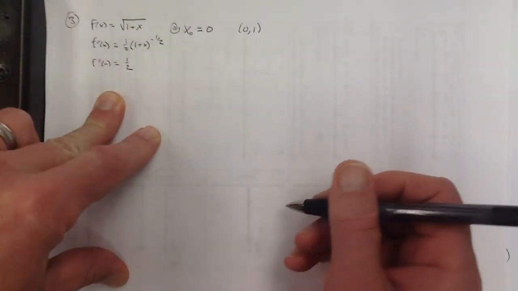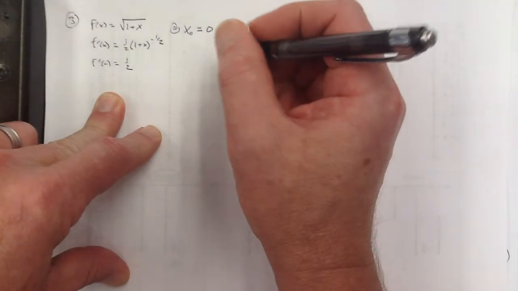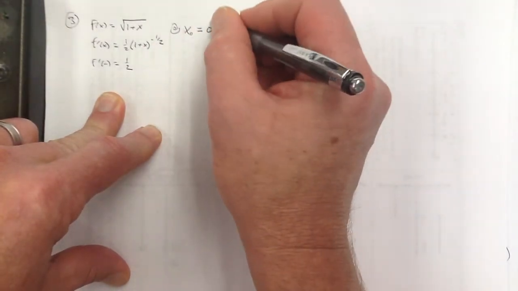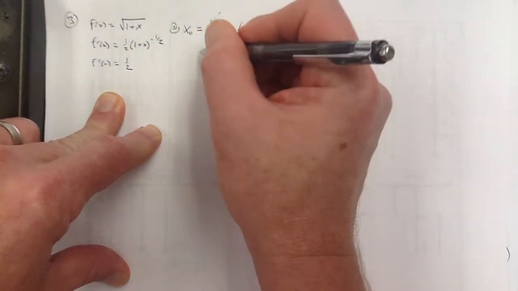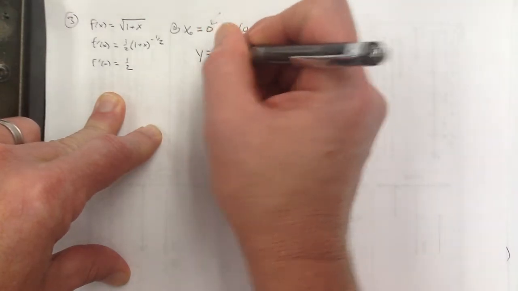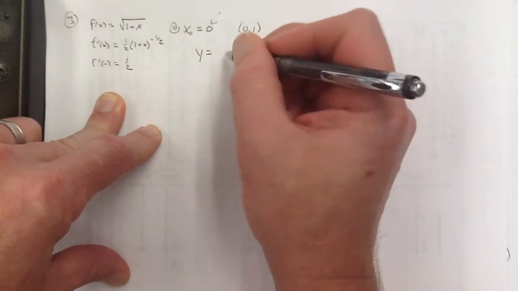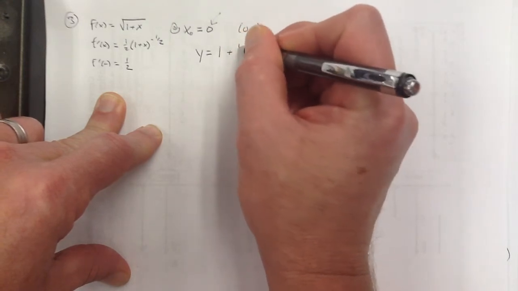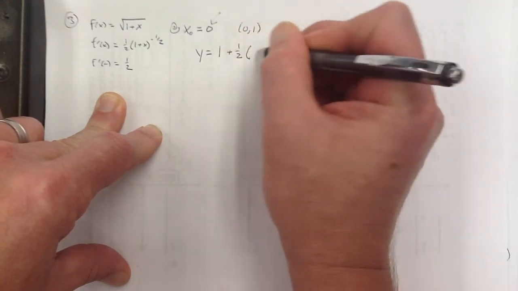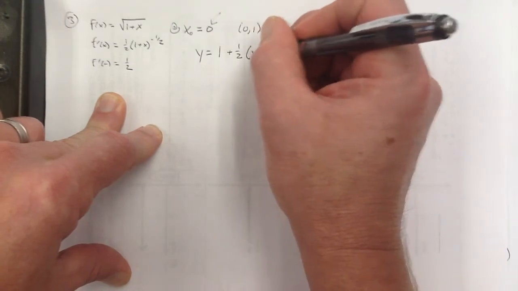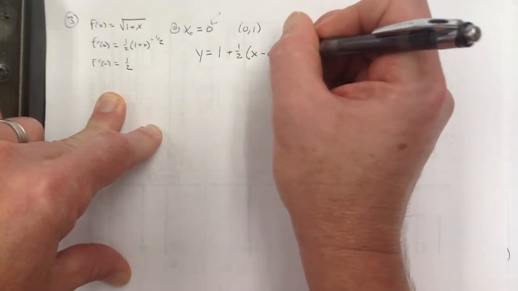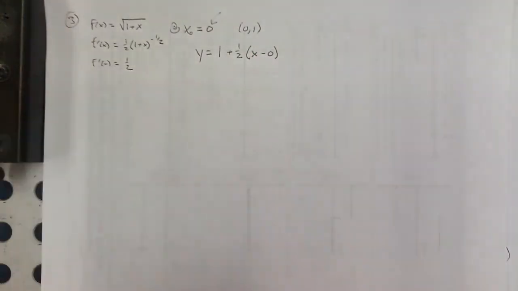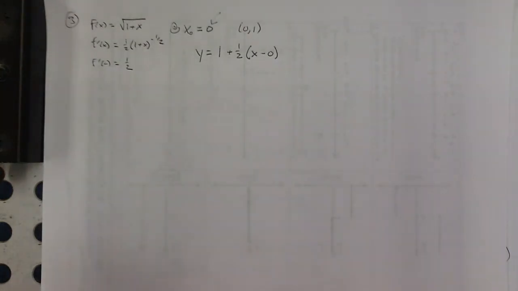Okay? So what's the tangent line approximation? For values around 0, my tangent line approximation is going to be y is equal to the y value plus the slope times delta x, which is x minus 0 in this case. Right? That is the tangent line.